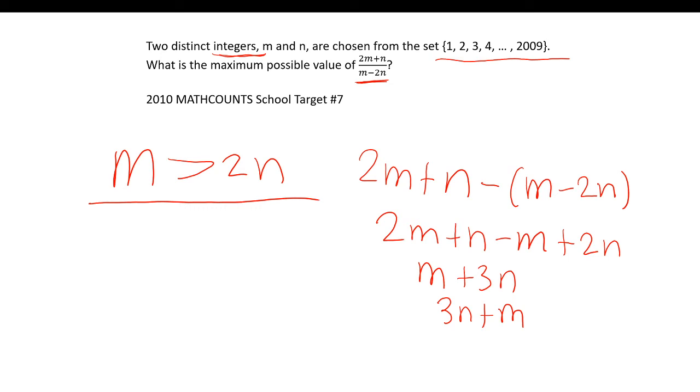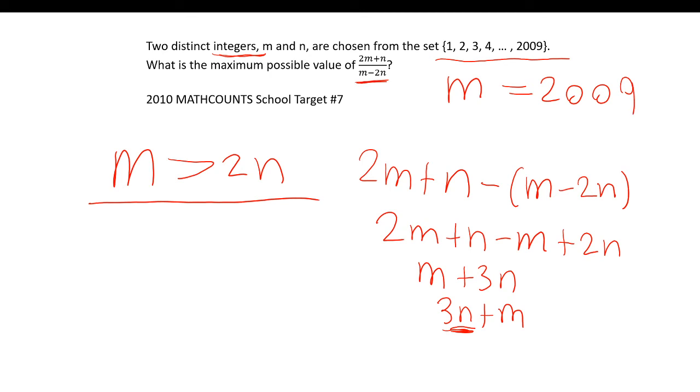Okay, so m has to be greater than 2n. That's all we know. And that overall just means that m just needs to be greater than n. So if m needs to be greater than n, and we want to find the maximum possible value of an addition problem, we need to make m as big as possible, right? So we're already at such a big number, and then we add on 3 times another big number. Now we have a strategy, and we can just set m equal to 2009, the largest number in this set.